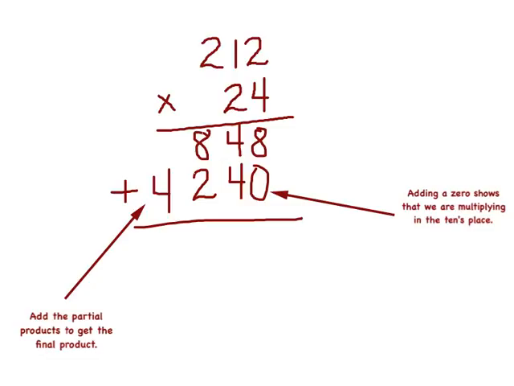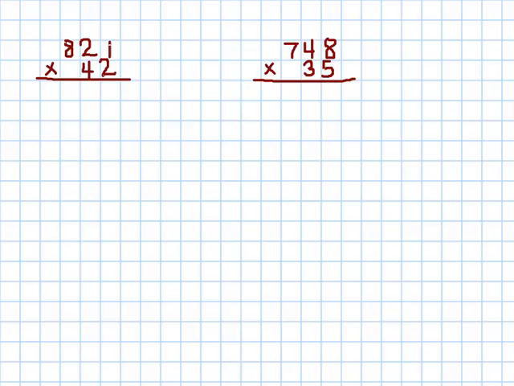Much easier. And I have 8 plus 0 is 8, and 4 plus 4 is 8, and 8 plus 2 is 10. Carry the 1. 4 and 1 is 5. So my answer is 5,088, and that is a multi-digit multiplication problem, all in one problem rather than 3 or 4. All right, let's try a couple more.